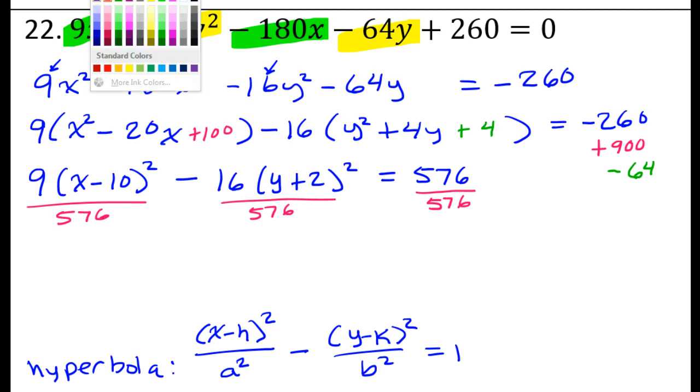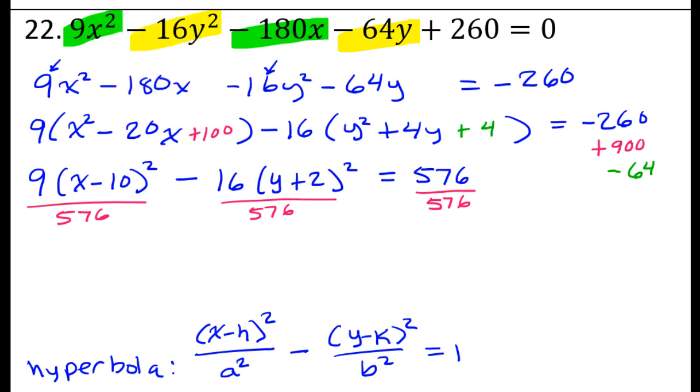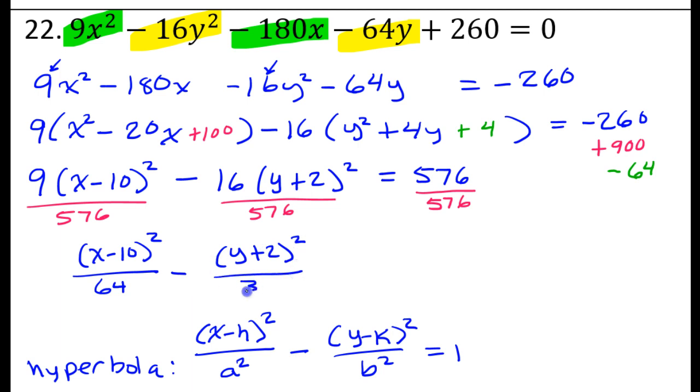It turns out that 9 goes into 576 64 times. So this is x minus 10 squared over 64 minus 16 goes into 576 36 times. So this will become y plus 2 squared over 36 is equal to 1. So this is the standard form equation of the hyperbola.